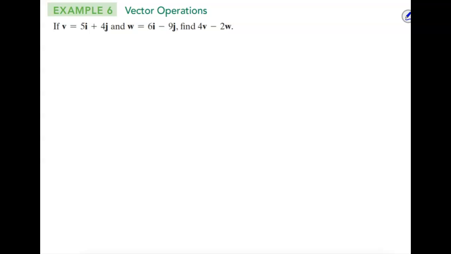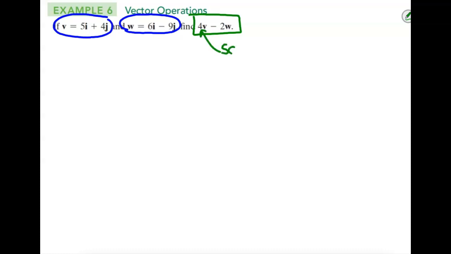We have vector v, which equals 5i plus 4j, so it's a linear combination. Vector w is 6i minus 9j. What we want to do is complete this vector operation. We want to multiply vector v by a scalar of 4. We want to multiply vector w by a scalar of 2. And in between them is an operation of subtraction.